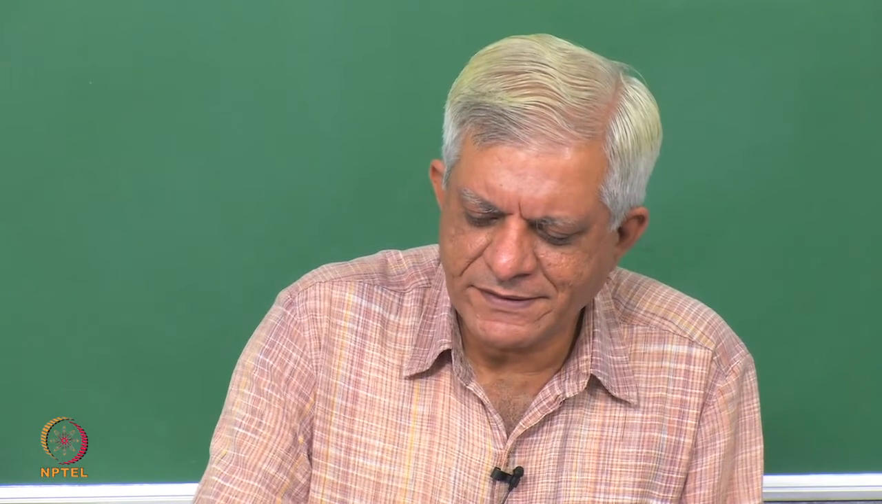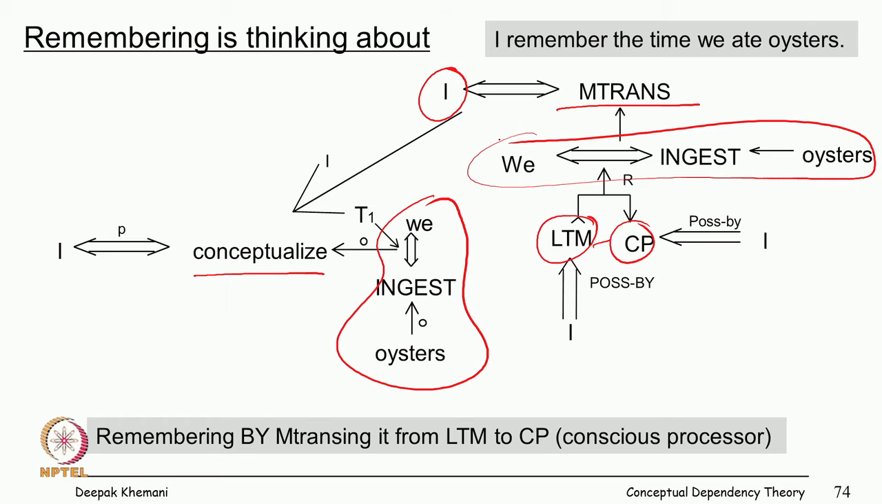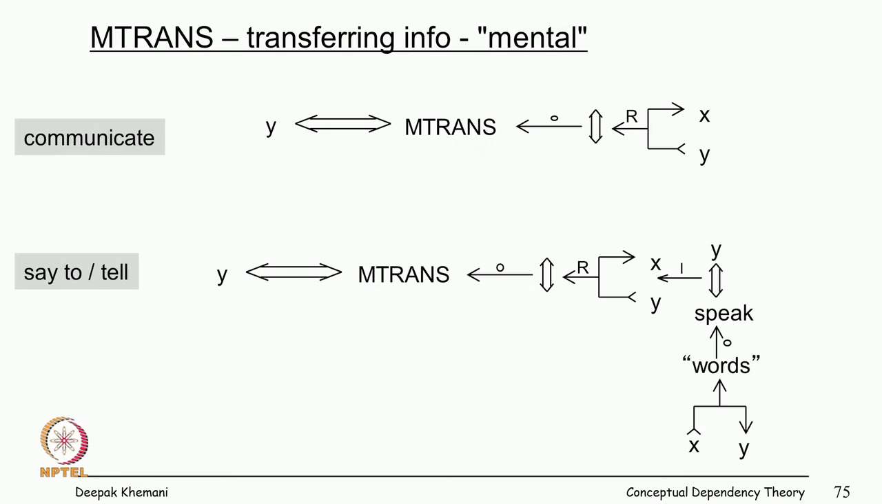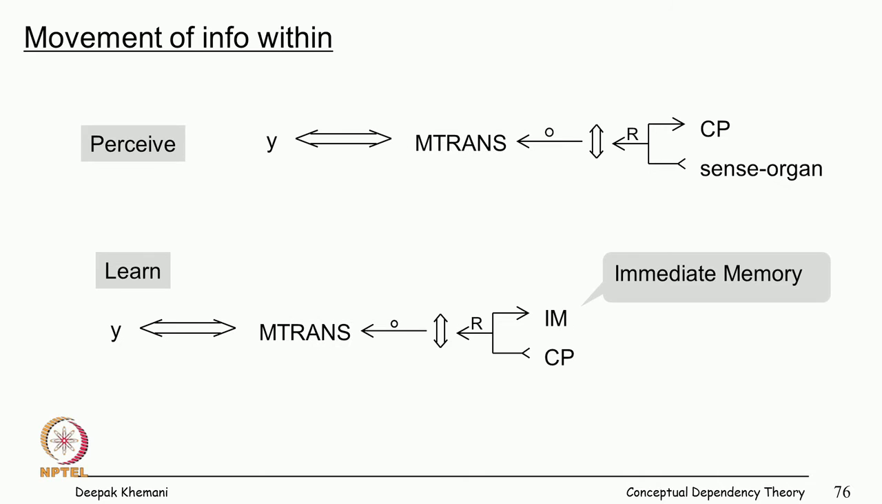And the object of M-trans is this whole thing, that we are eating oysters essentially, and this was retrieved from the memory and brought into something which is a cache, you might say. So, many mental events of course will be captured using M-trans. So, communicate is simply M-trans, saying or telling something is M-trans with the instrumental act of speaking words in the direction of the person. Perceiving is M-trans of something from the sense organ to the conscious processor, and there may be a corresponding instrumental attend act that we had seen earlier.